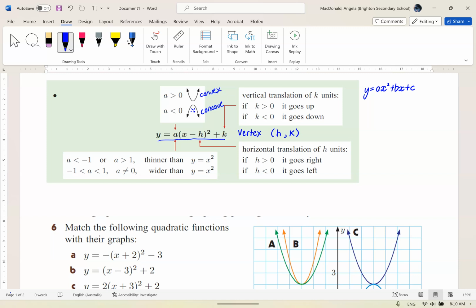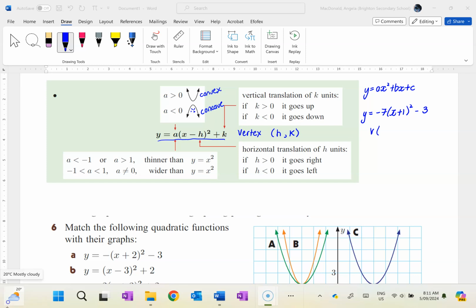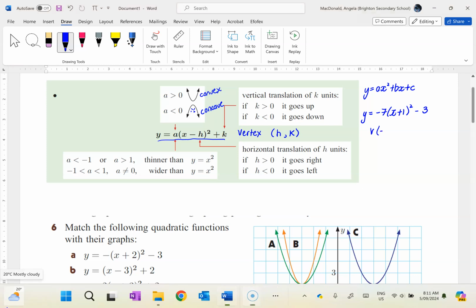So as an example, again, after you've done your Desmos task from the OneNote, if we had something like y equals minus 7 times (x plus 1) squared take 3, we know that the vertex of this will be, sorry, look at the 1. Because that's a plus 1, we now reverse the sign, so it's minus 1, and we keep the k value, which is minus 3. The 7 here does nothing to the value or the position of the vertex.